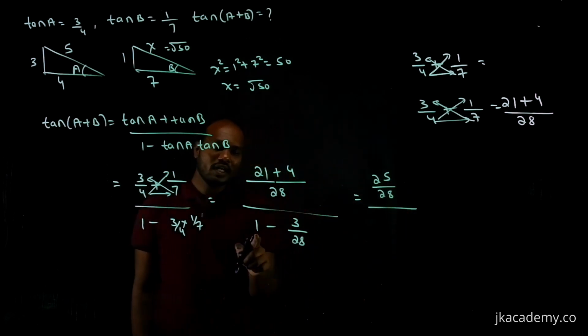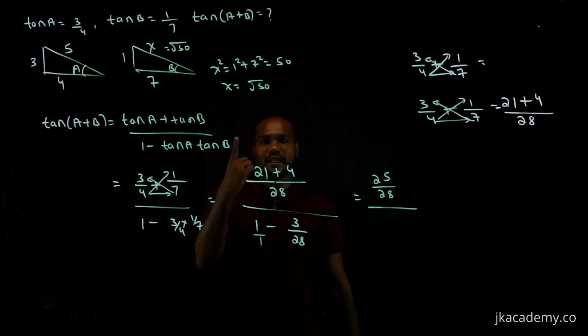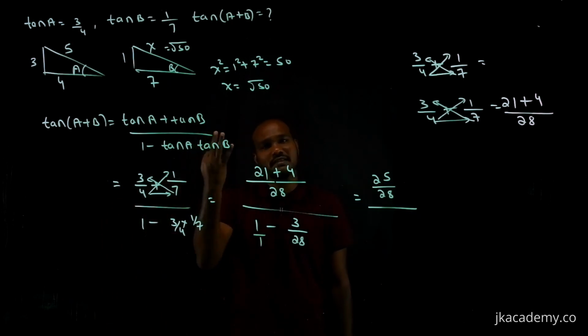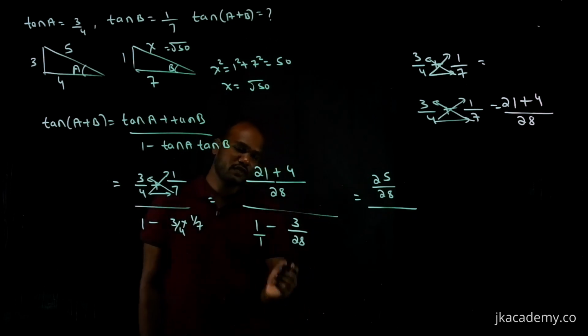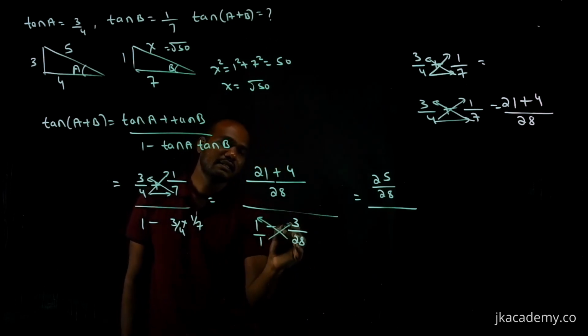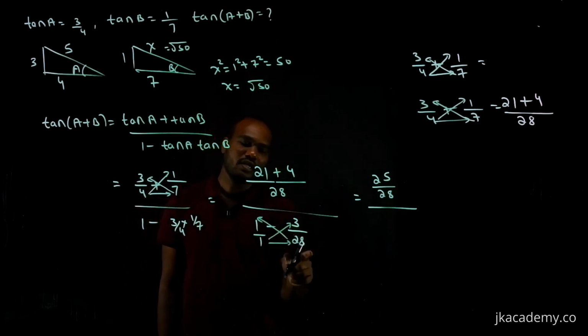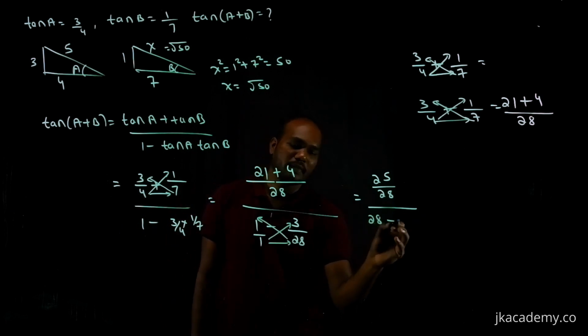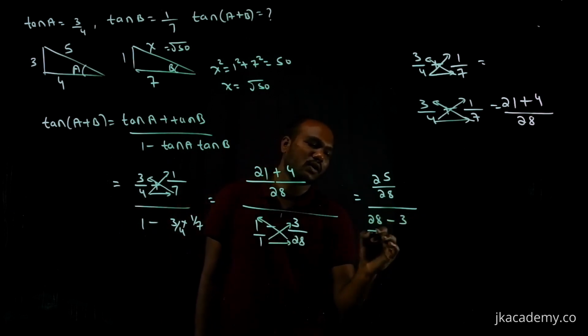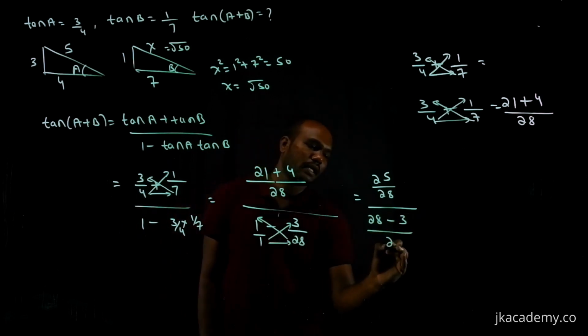See here now, the 1 can be written as 1 by 1. 1 is 1 by 1, 2 means 2 by 1, 3 means 3 by 1. So 1 means 1 by 1. So here also we can do this into this, this into this. 28 into 1, 28 minus 3, over 28 into 1, 28.